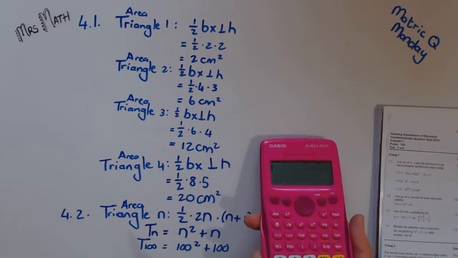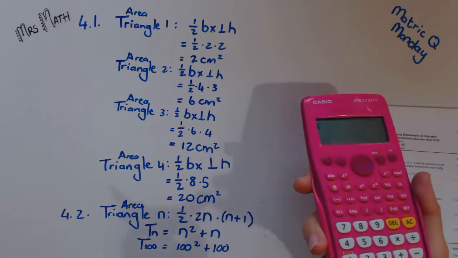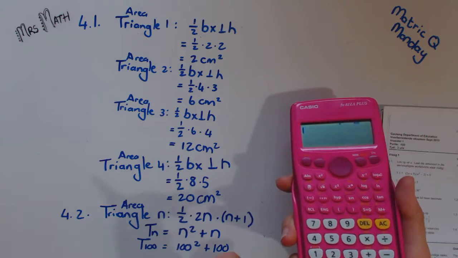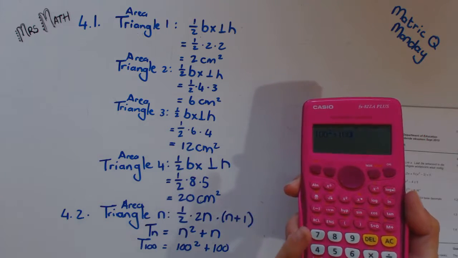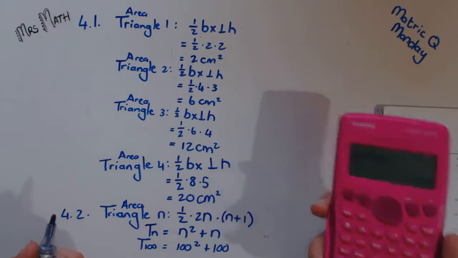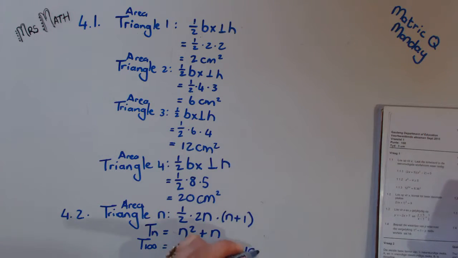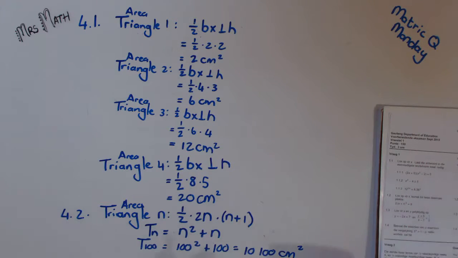So I have, oh, the light is so funny, 100 squared plus 100, so it's 10,100, right? 10,100 centimeters squared.